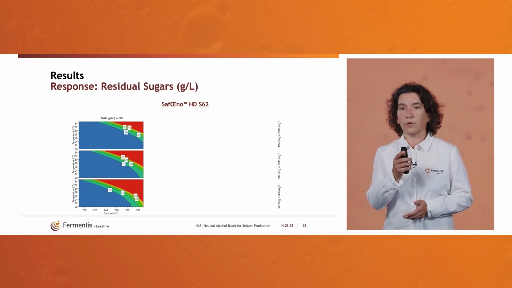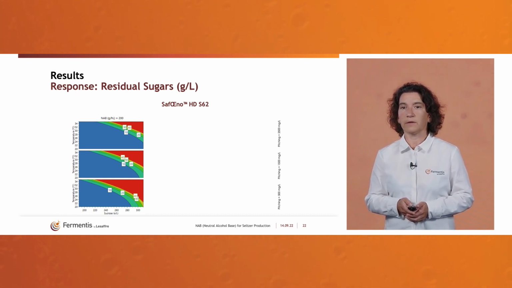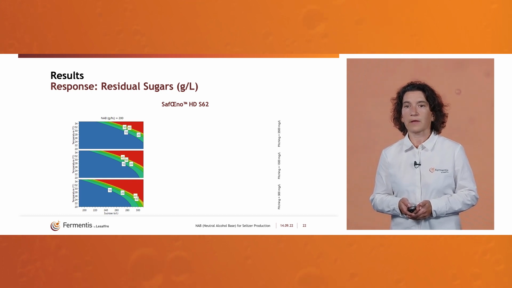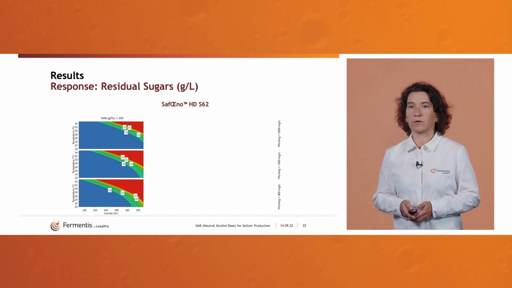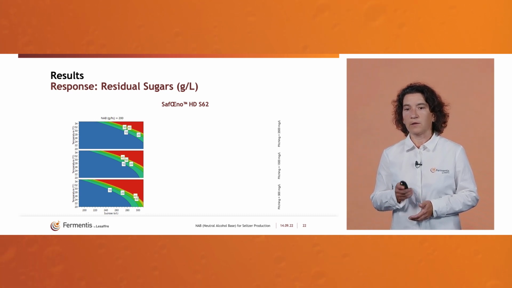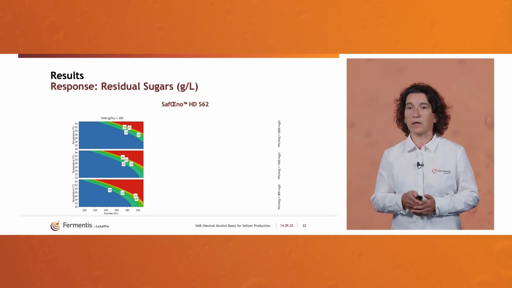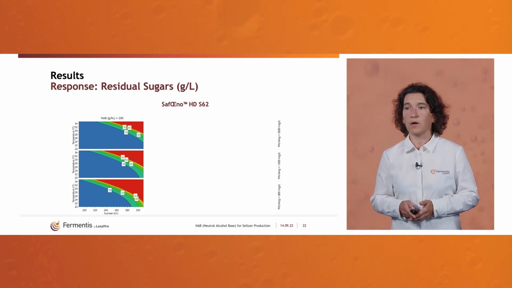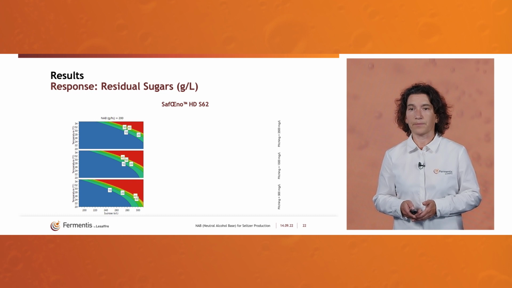The first three graphs concern the NAB at the concentration of 200 grams per hectoliter. The graph at the bottom is for the low pitching rate, that is to say 500 milligrams per liter. And at the top, we have the graph for the high pitching rate.